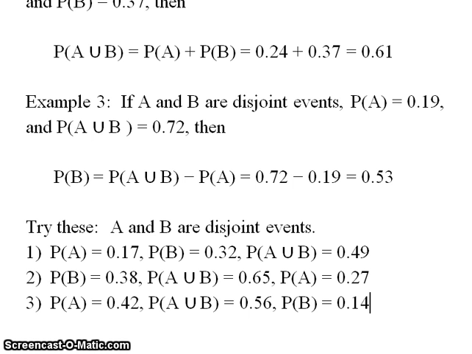Welcome back. We're given the probability of A is 0.17, the probability of B is 0.32. To get the probability of A or B, just add, they add up to 0.49. If you know the probability of B and the probability of A or B, you can find the probability of A by subtracting. 0.65 minus 0.38 is 0.27. And if you know the probability of A and the probability of A or B, you can find the probability of B by subtracting. 0.56 minus 0.42 is 0.14. So hopefully those worked out well for you.